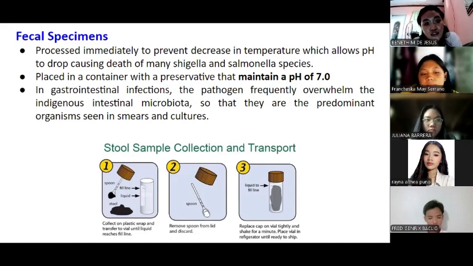So, ayan nga, in gastrointestinal infection, the pathogen frequently overwhelms the indigenous intestinal microbiota so that they are the predominant organisms seen in smears and cultures.